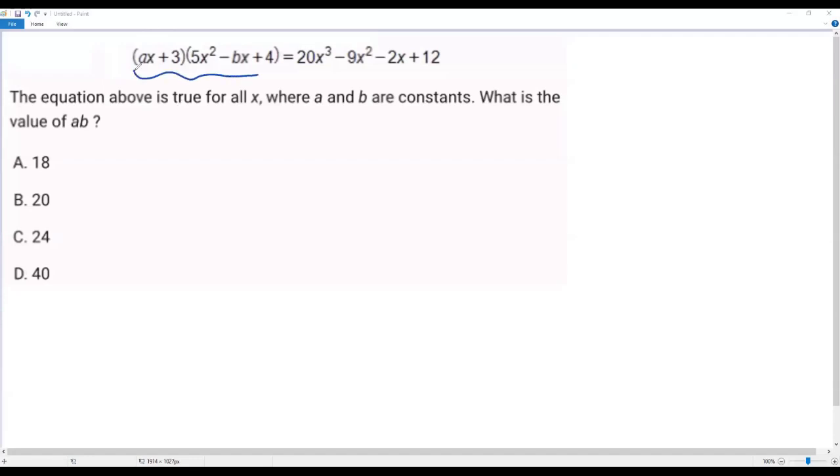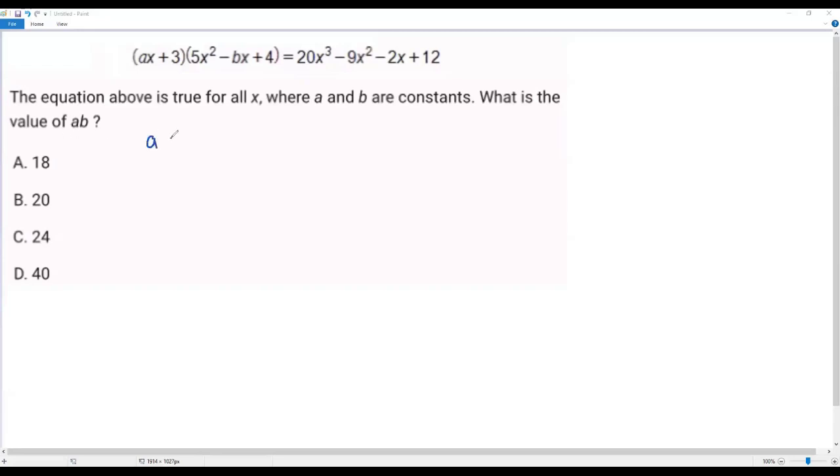Okay, here two expressions are equal. So whenever two expressions are equal, the coefficients of like terms must be equal. But when I look at the expression on the left side, it's a product of a binomial and a trinomial. So I have to multiply this binomial and trinomial and get a cubic polynomial as we have on the right side, so that we can compare the coefficients of like terms and get the values of a and b, and I can get the product of a and b, that is the value of ab.